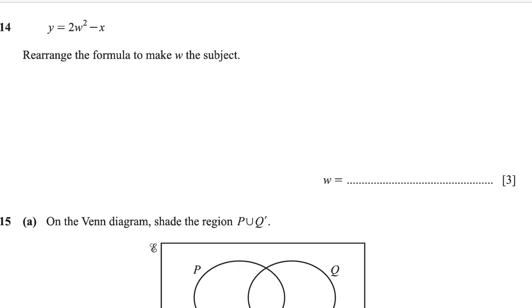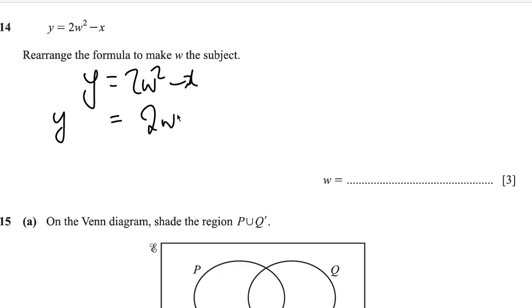Question 14 says, y equals 2w squared negative x. Rearrange the formula to make w the subject. So this is simple. Anytime we're asked to make a variable the subject of the formula, all we simply need to do is to isolate, right? Anything that doesn't have that, just shift it aside. Now you can see the formula given, that's y equals 2w squared negative x. So you don't want any stuff that doesn't have w. So how do you eliminate x?